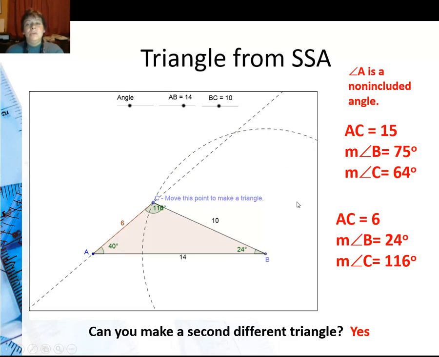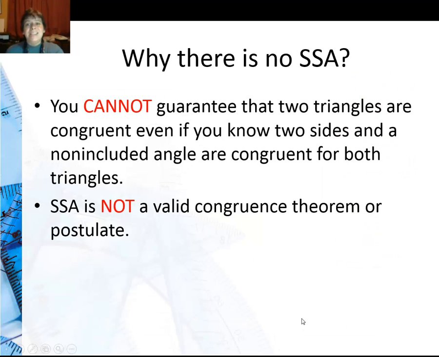Okay, so side-side angle is not a valid theorem. You cannot guarantee that 2 triangles are congruent. And how do you keep it straight? Honestly, a lot of geometry teachers will say, it's a naughty word backwards. So don't use the one that is a naughty word backwards.